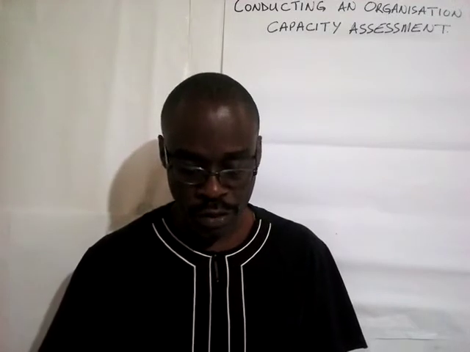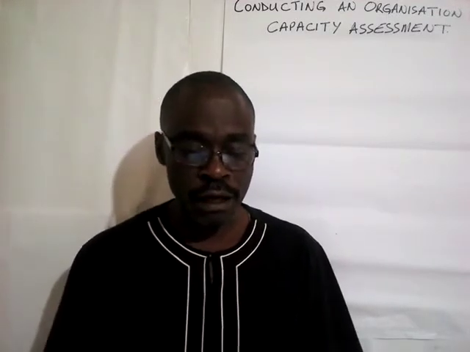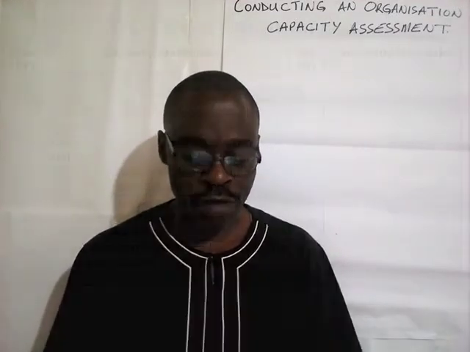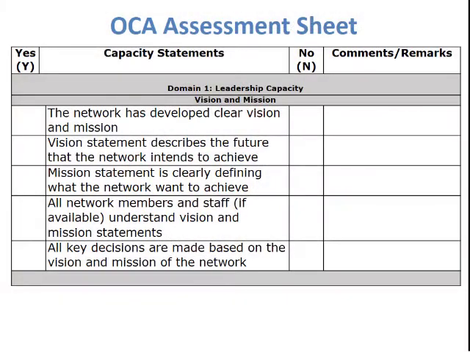Then from these we develop capacity statements. So I've just picked out one there, one domain, leadership capacity, and we have used the subdomains to develop capacity statements. So the first one, for instance, is the network has developed clear vision and mission. That's a capacity statement. The second one is vision statement describes the future that the network intends to achieve, and so on. There are capacity statements that we have there.